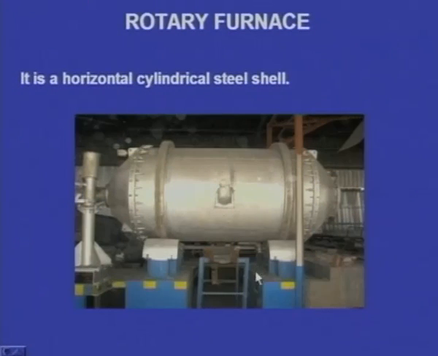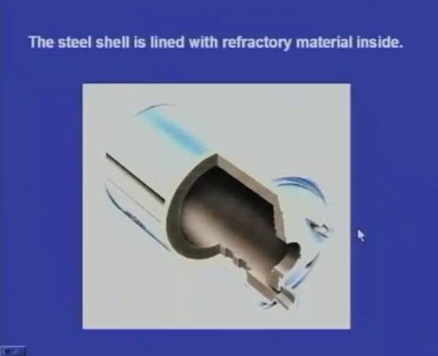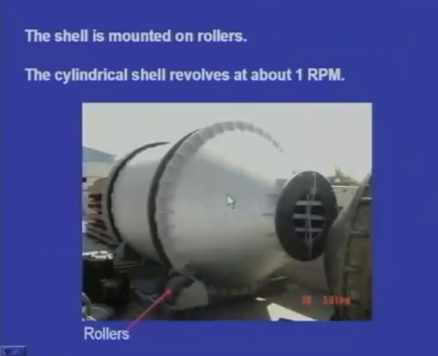It is a horizontal cylindrical shell. Yes, we can see this is a rotary furnace. It is a horizontal cylindrical shell, and the steel shell is lined with refractory material inside. Inside there is a refractory lining. Yes, this is the cut sectional view of the rotary furnace. Inside there is refractory lining, and the shell is mounted on the rollers. Here we can see the rollers. The rollers will be rotating.